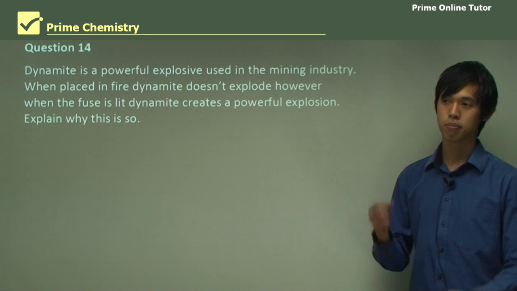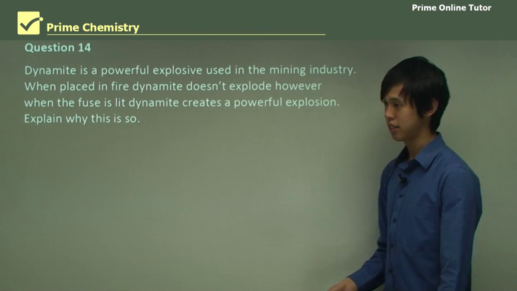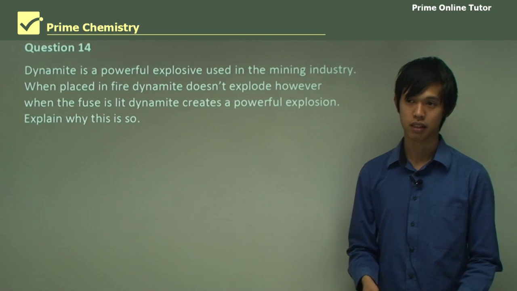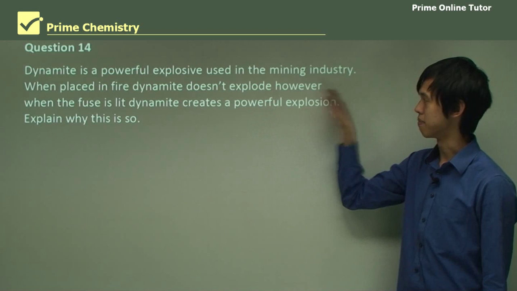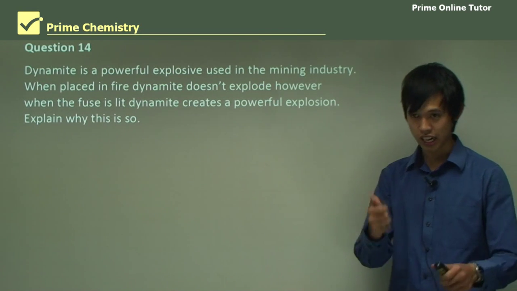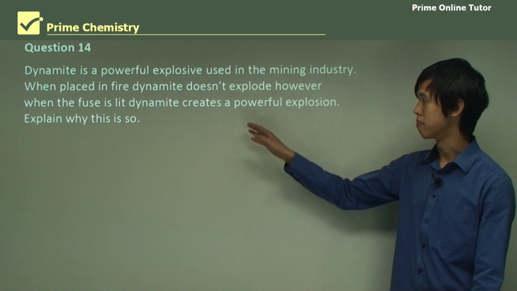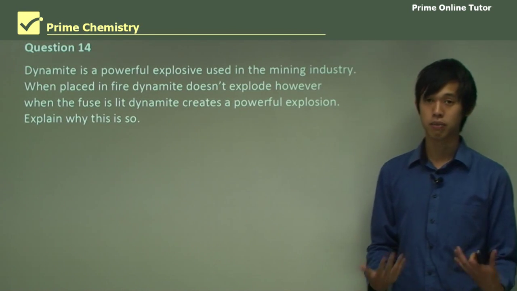Okay? So if I put my piece of dynamite into a bonfire, it's not going to blow up. Sounds dangerous, but it's not. It's fine. However, when the fuse is lit, so when you actually light the fuse on fire, dynamite creates a powerful explosion. Now, can we explain this?